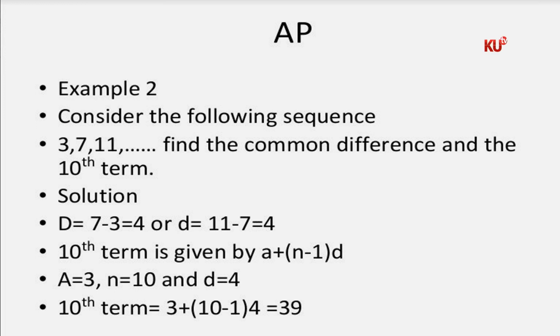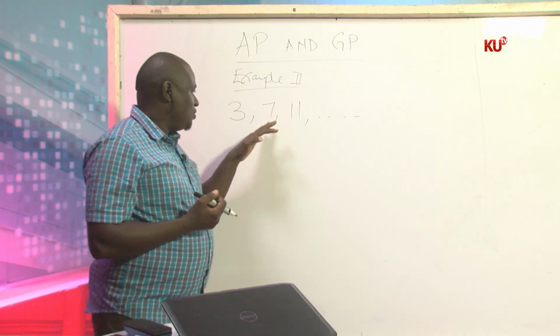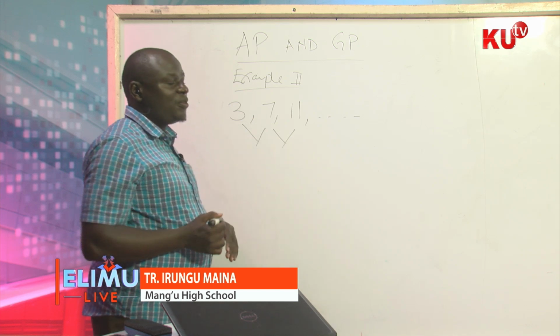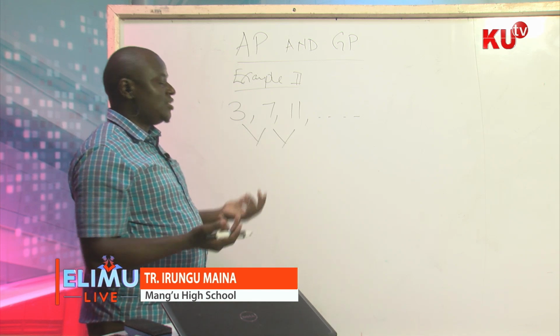Please look at it. We want to consider an example that has a sequence 3, 7, 11. I have a question for you learners. Is this an AP or a GP? To answer that, you first test the differences to see whether they are common, and you test the ratios to see whether they are common.